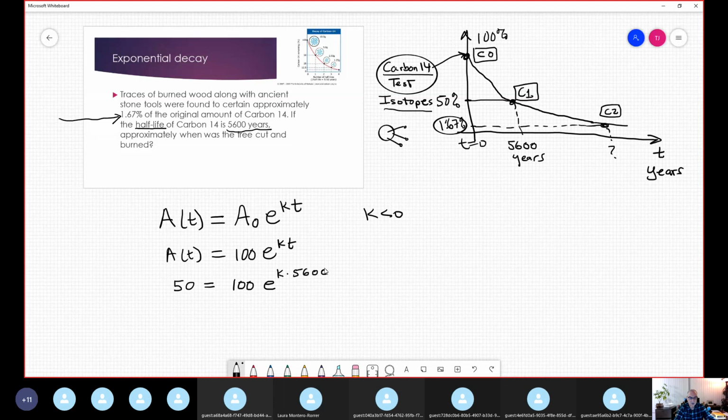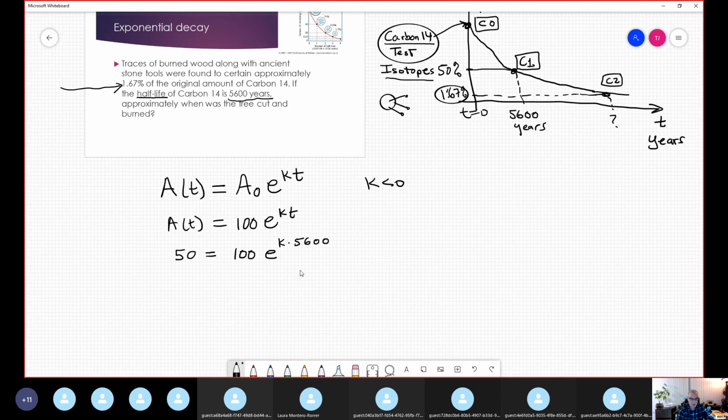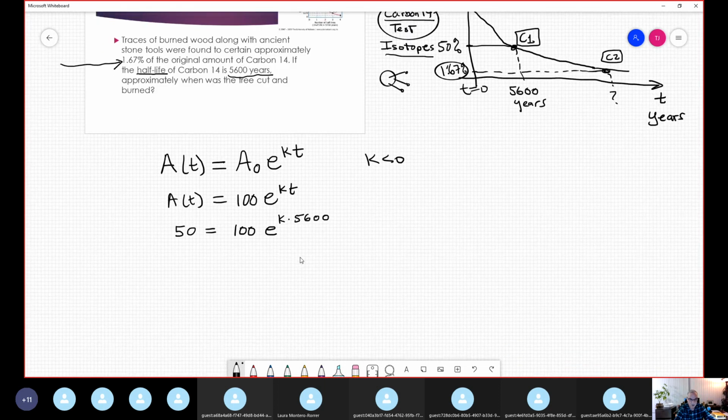Wow. So now I have again, one more time, an exponential equation. Let's do it. Now you divide by 100 both sides, because my intention is to isolate the exponential. And 50 divided by 100 is 1/2. Oh, this is the reason it's called half-life. Look, 1/2 is equal to e^(5,600k).